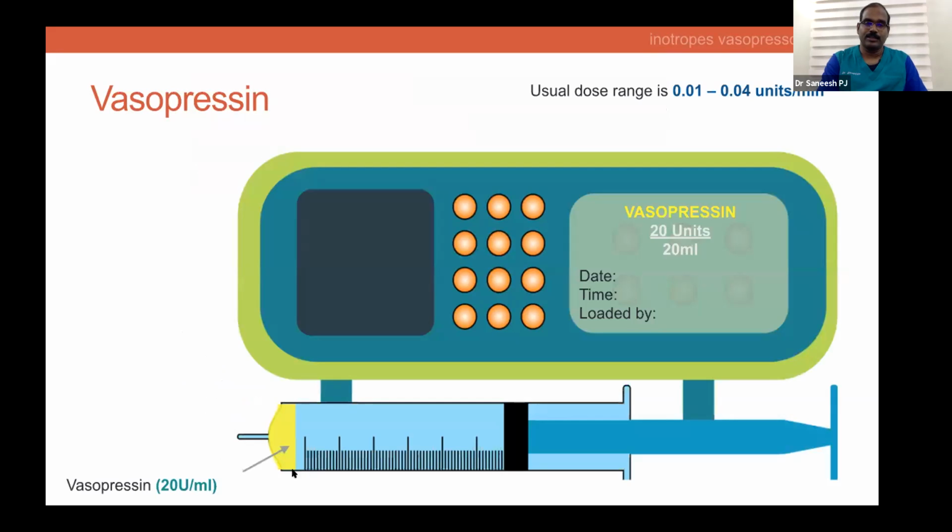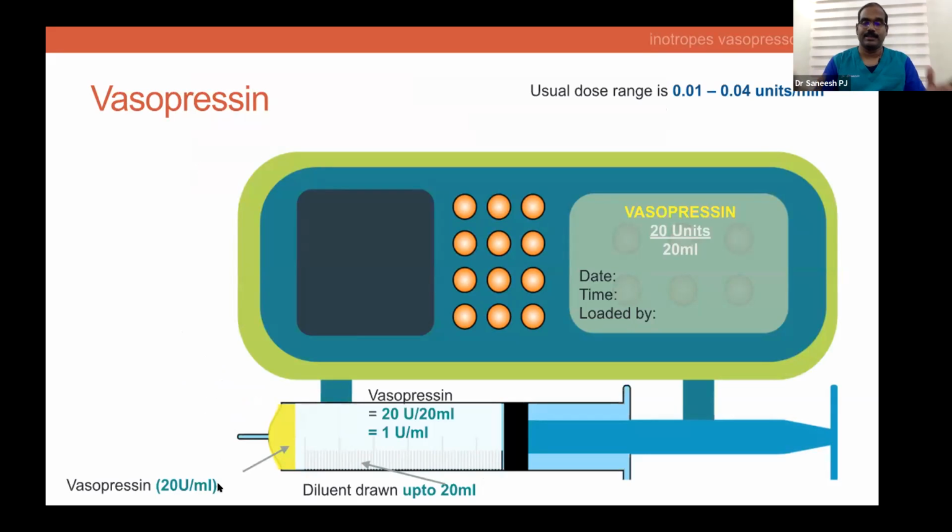Vasopressin 20 units per ml is drawn into 20 ml, so the resultant volume is 1 unit per ml. Sometimes, if you get a 40 units ampule, you can dilute to 40 ml so that the infusion will last long enough. So there is no question of changing the syringes. Okay, so we got a solution of 1 unit per ml.